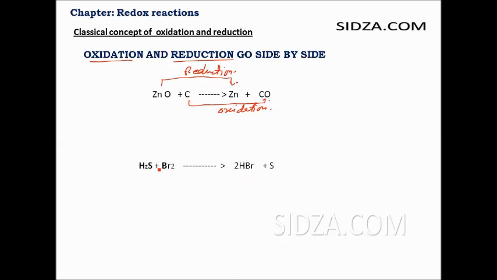Another example here, suppose H2S. From H2S, if I remove the hydrogen and change it into sulfur, that is loss of hydrogen, right? Loss of hydrogen, again that's also called oxidation. Correct? Now bromine changes into HBr, that means hydrogen adds to the bromine. Addition of hydrogen is called reduction. So oxidation and reduction go side by side.